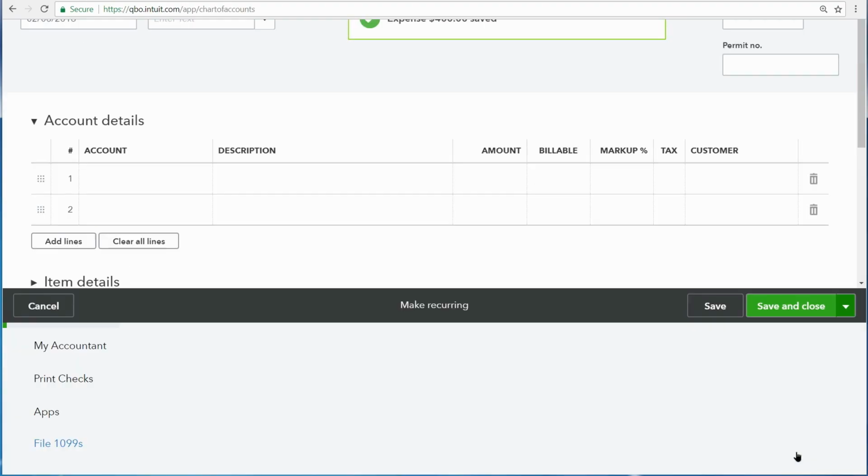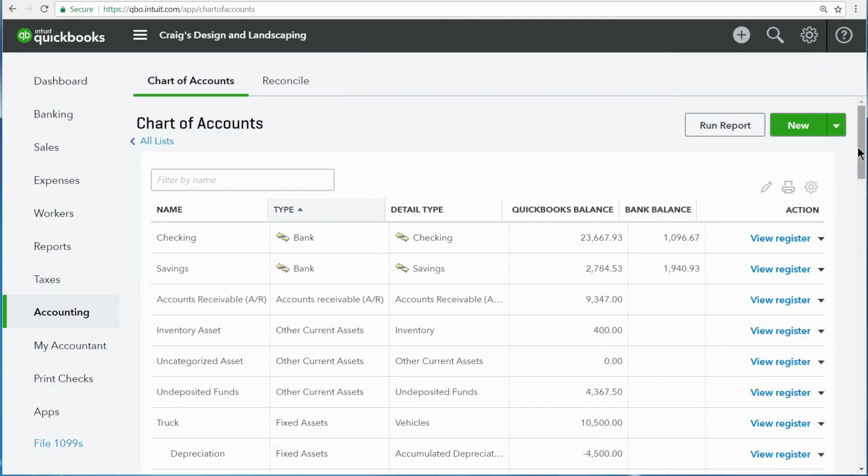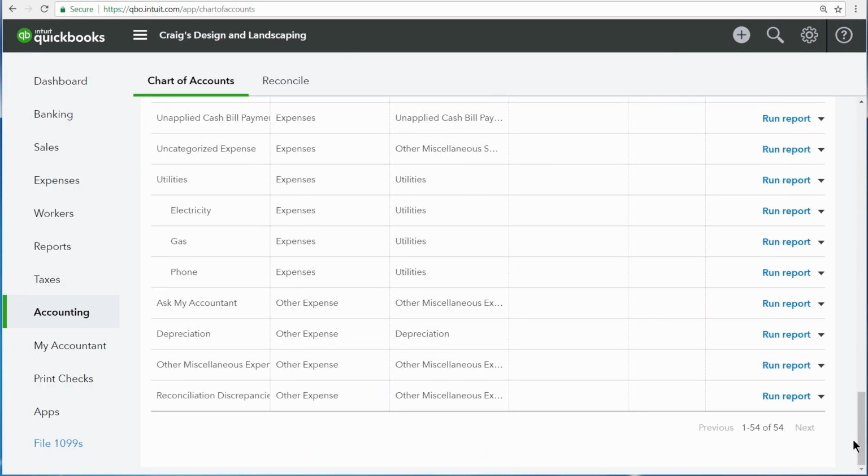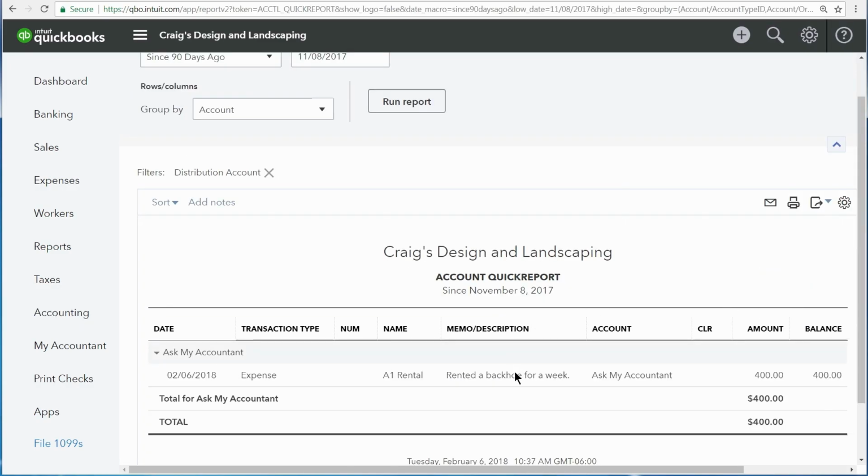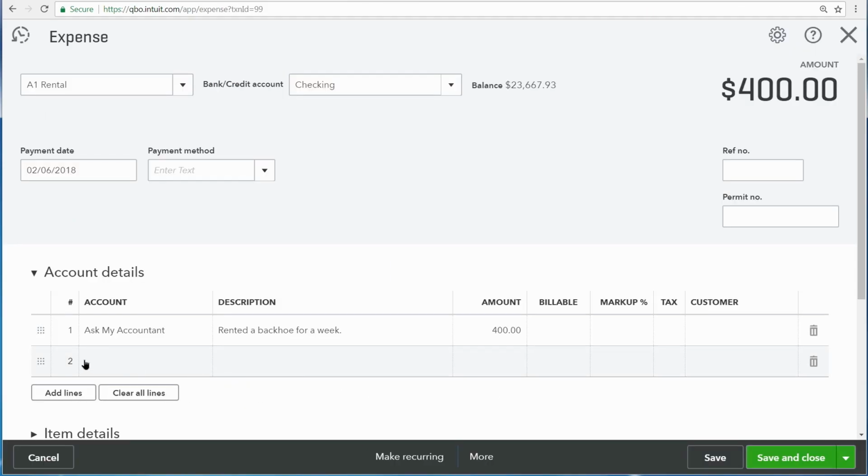Then whenever you regularly meet with your accountant, whether that's weekly, monthly, or quarterly, your accountant can run a special report under Ask My Accountant that displays all of the transactions you had questions about. Then they can click on any one of them and change the account here depending upon what it is that you spent the money on.